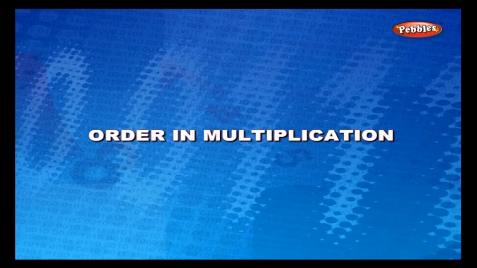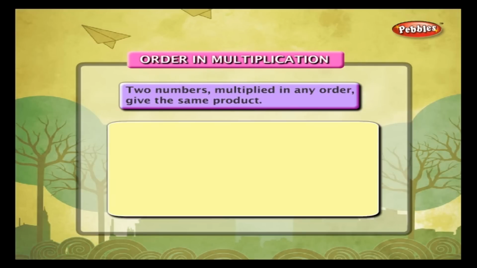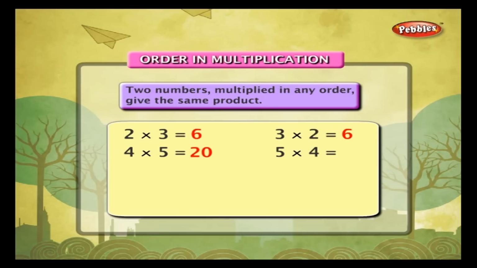Order in multiplication. Two numbers when multiplied in any order will give the same product. Example, 2 into 3 is equal to 6. When you interchange the numbers and multiply, that is 3 into 2 is also 6. In the same way, 4 into 5 is equal to 20 and 5 into 4 is also equal to 20.